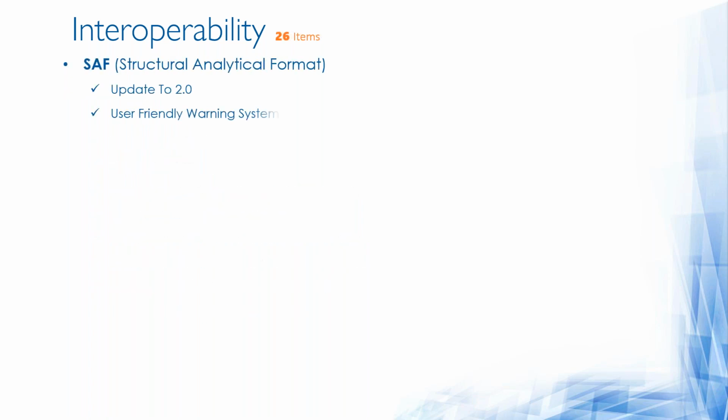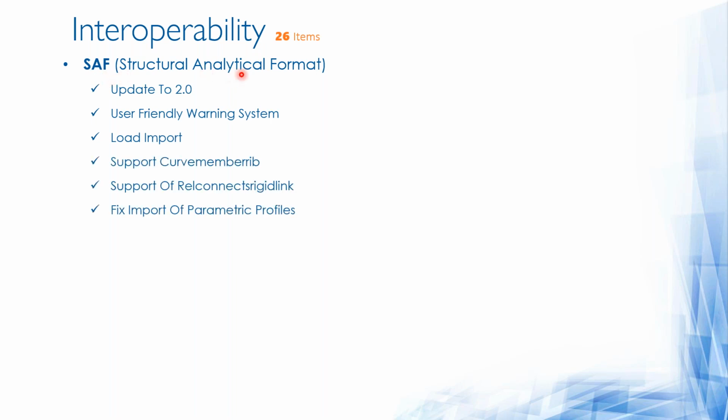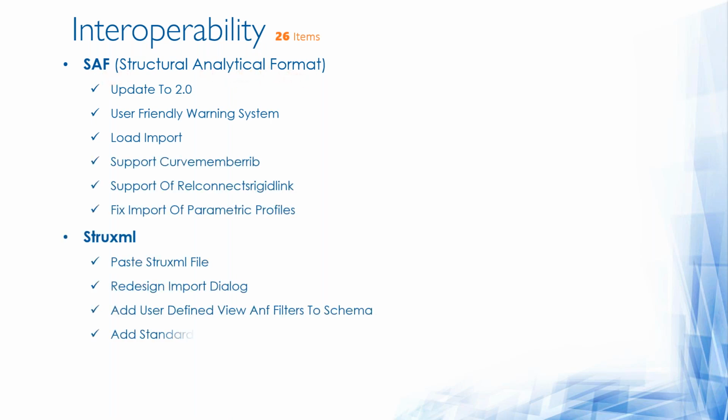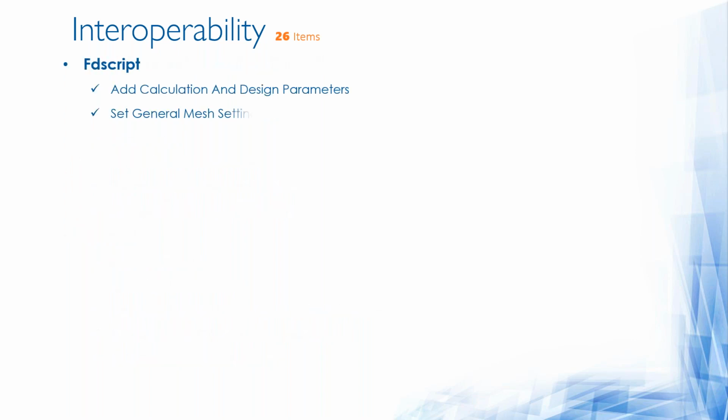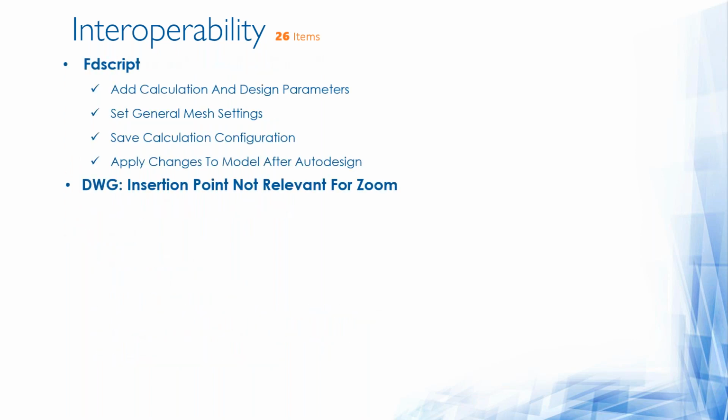And we also have the new format SAF, structural analytical format. If you are aware of that, it could be the format that could even exchange a model between analytical software, finite element software. We came up with it in version 19, but we also had some new features and improvements here. We have some in the XML, and also in the FEM-Design script, and also a small new thing in DWG.